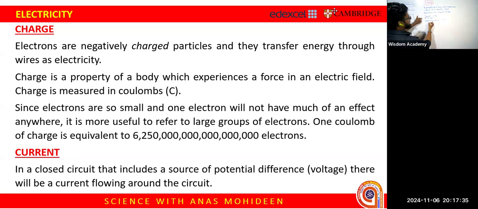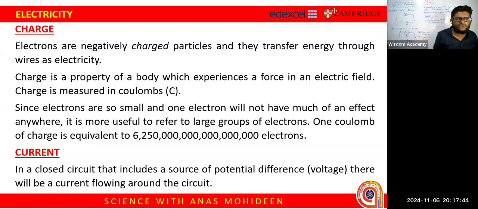And the unit symbol, what is the unit symbol? Capital C. And this coulomb is actually used to measure the total number of electrons.